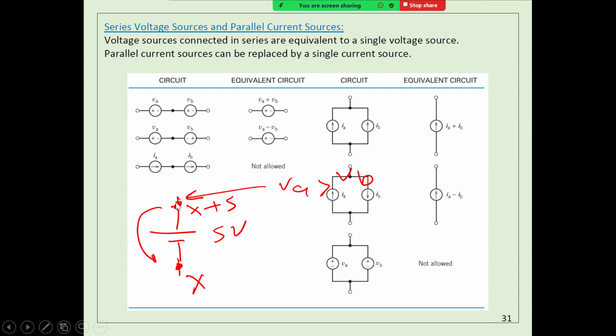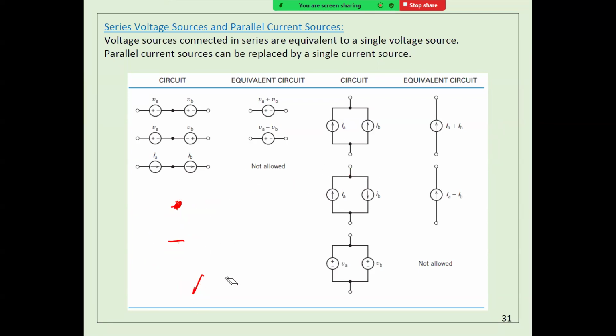The voltage here is greater than the voltage here by 5. So if this is X, this one has to be X plus 5. Or if this one is X, this one has to be X minus 5. Is that okay? Okay. So I'm going to apply the same thing here, guys.